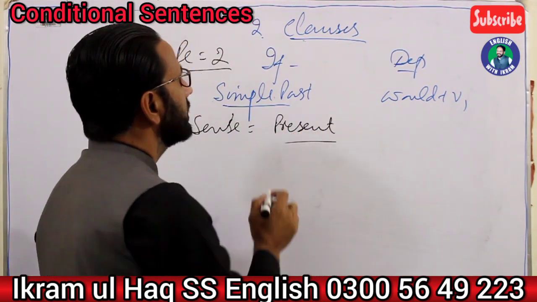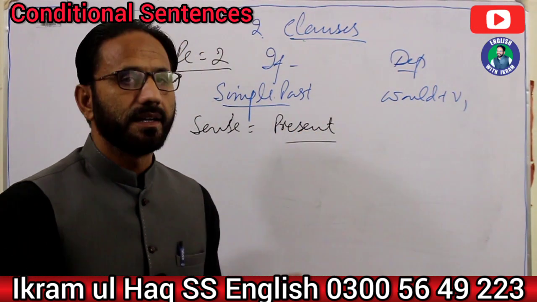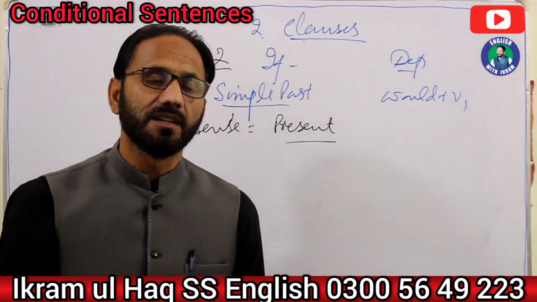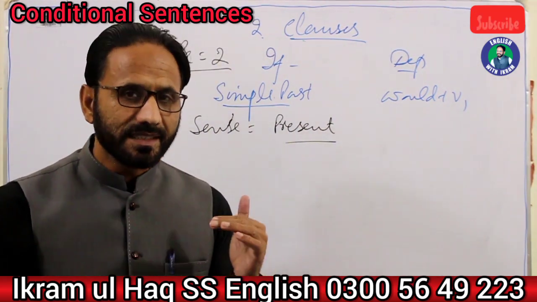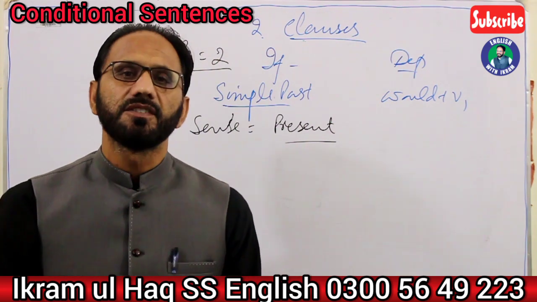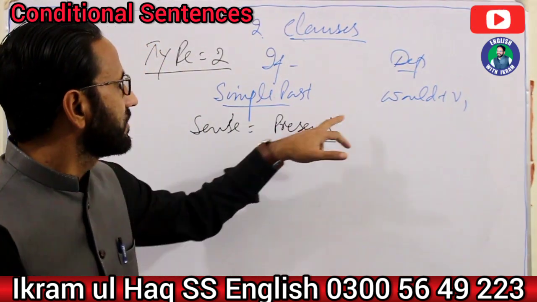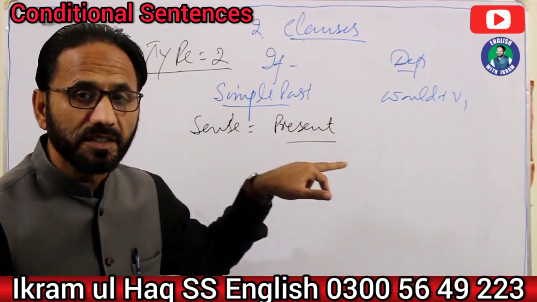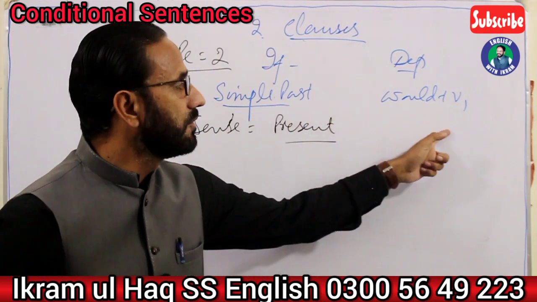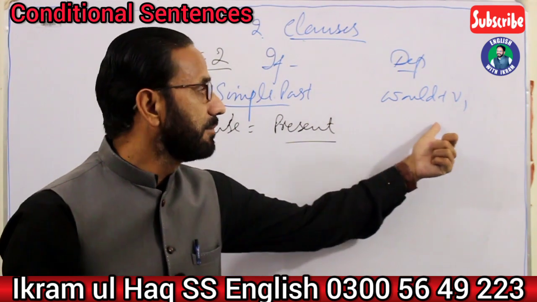ये ऐसी टाइप है जिसमें आमतौर पे बहुत ज़्यादा मिस्टेक्स की जाती हैं और आमतौर पे इस तरह के सेंटेंसेस को ट्रांसलेट करते हुए स्टूडेंट्स को बड़ी मुश्किल पेश आती है. Let's take some example. The structure is you have to use simple past tense in if or main clause and would plus V1 in dependent clause.